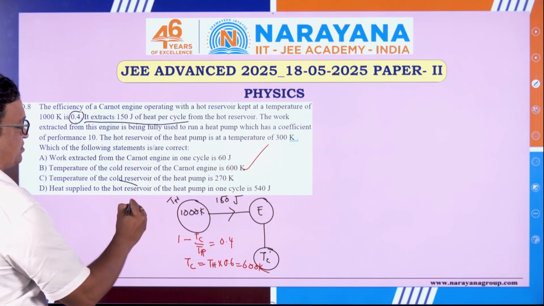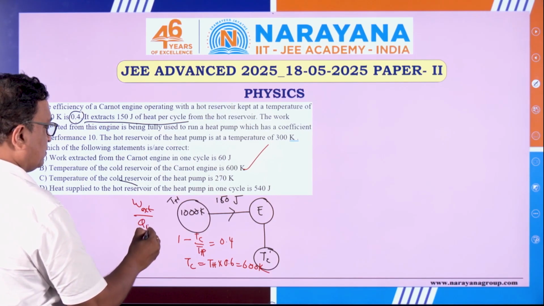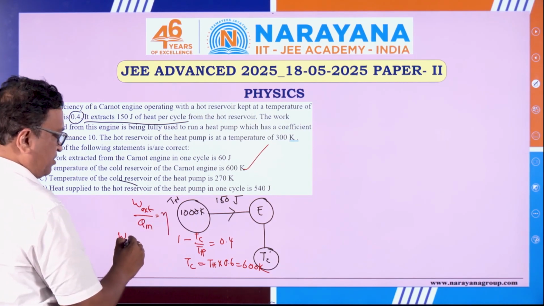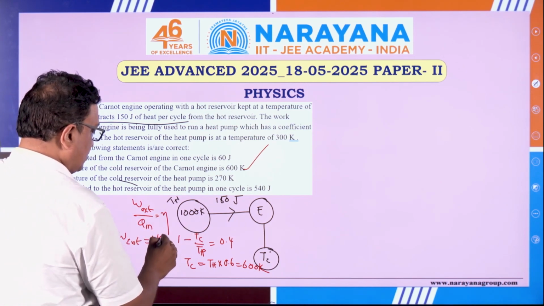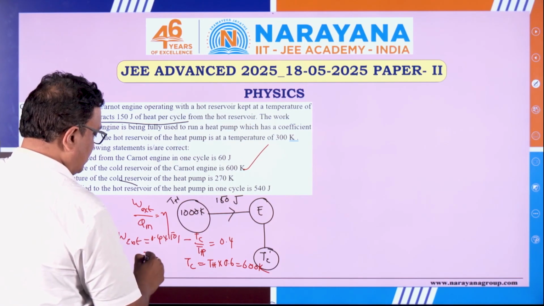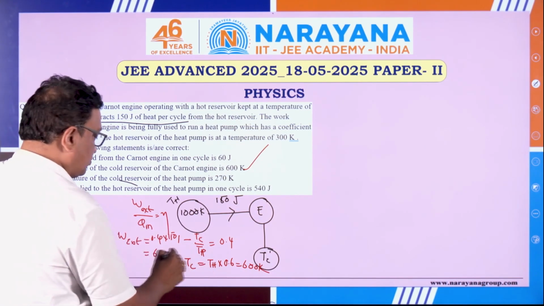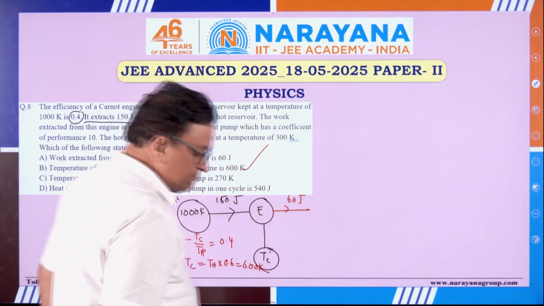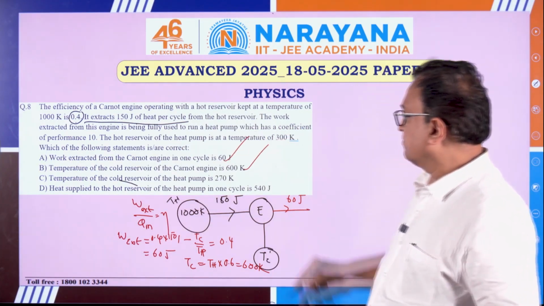Work extracted by heat taken in is also eta. Therefore, work extracted is 0.4 times 150. That is 60 joules. Yes, 60 joules. So I've done two options out of this.